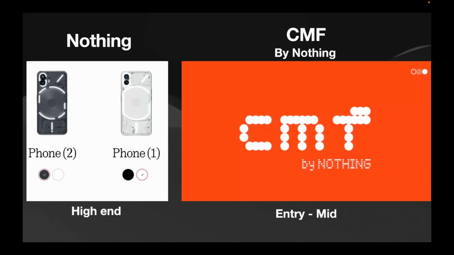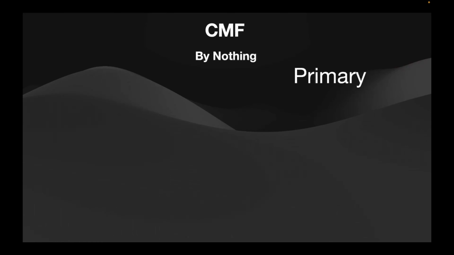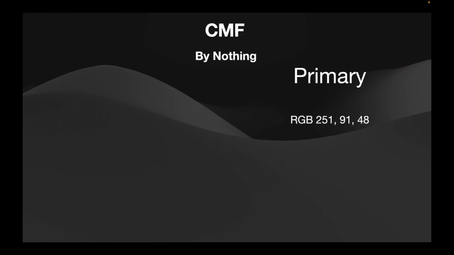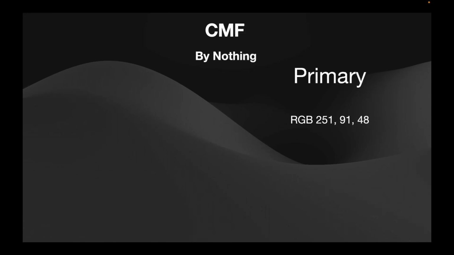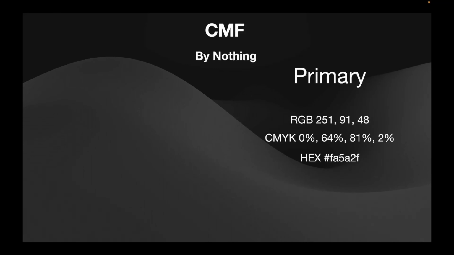So this will cater to the entry to mid-level segment, and they've already announced a lot of the products that they'll be coming up with. If you look at the primary color, which I looked up, it comes up to an RGB value of 251, 91, and 48, and the CMYK and hex values respectively.